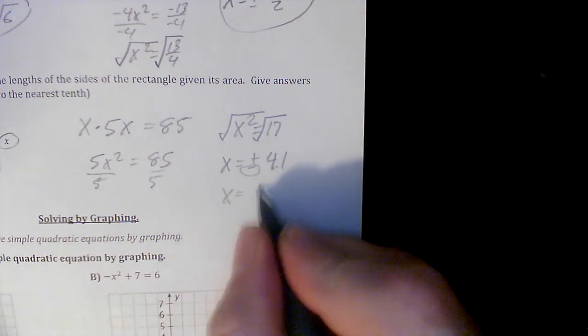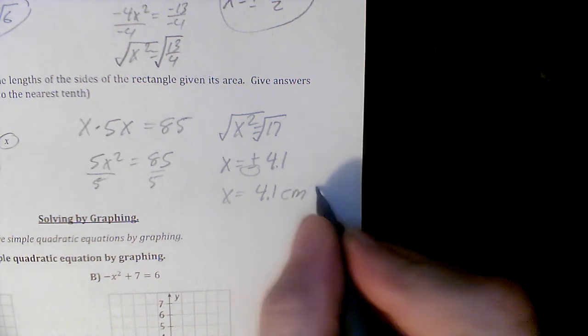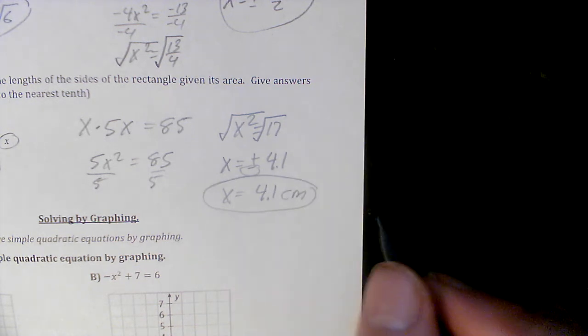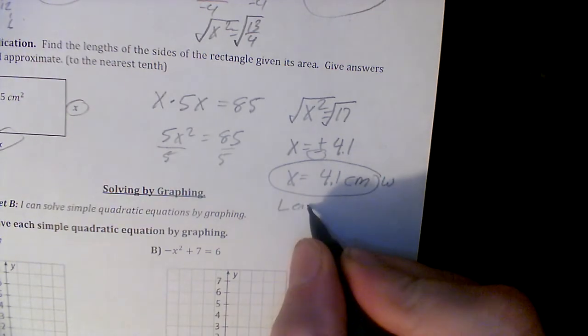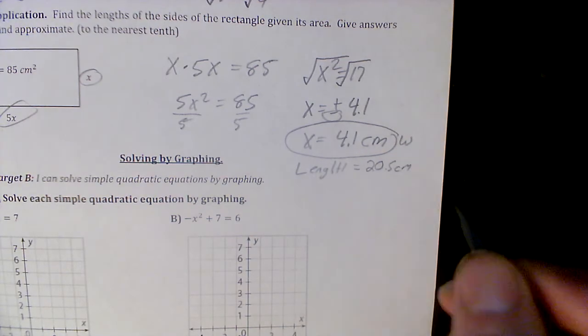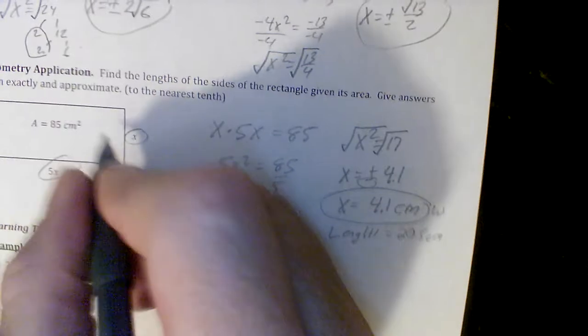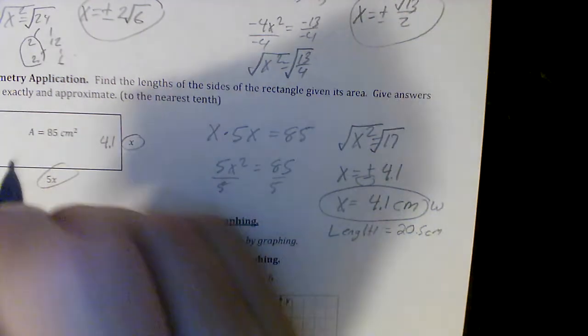Now, when you get a negative in a problem like this, since we're talking about length, you only list the positive values. And x is 4.1 centimeters. That means when I plug it back in, that would be my width, and my length would be 5 times 4.1, or approximately 20.5 centimeters. Alright, so over here is 4.1, and over here is 20.5.